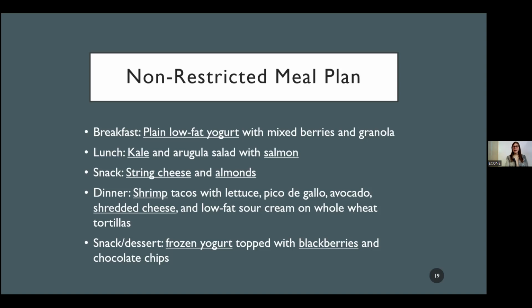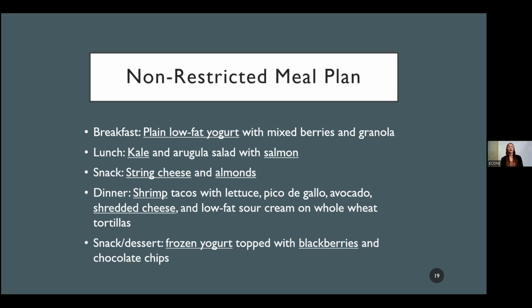So we'll move on and give you guys some examples of meal plans. All right, so the first one that we have for you is a non-restricted meal plan. So this just means for anyone who doesn't have any dietary restrictions or lactose intolerance or anything like that. And the foods that are underlined are going to be what are considered high in calcium.